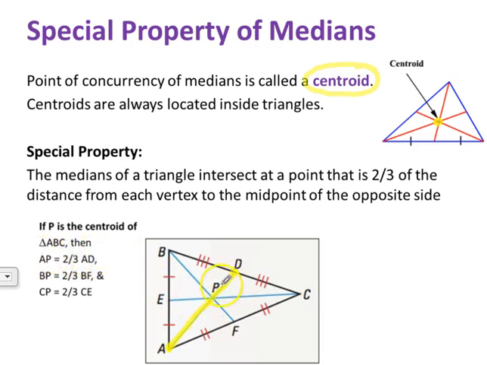So let's look at this one right here. AP, this longer side here, is going to be equal to 1/3 of the entire segment. And this works for all of them. So BP, the longer side, is going to be equal to 2/3 of BF, the entire segment of our median. So we're going to use that idea and that pattern to solve some problems this week.